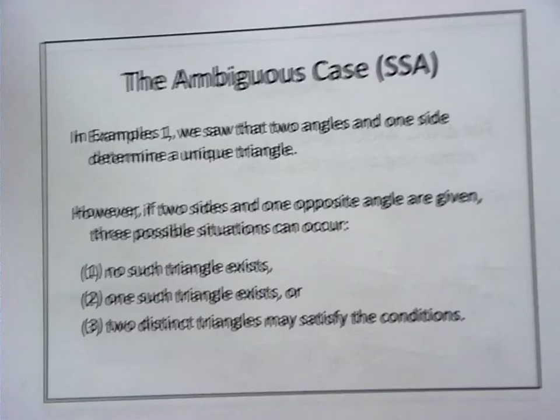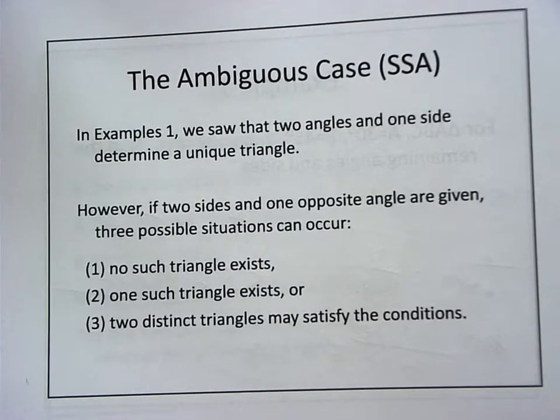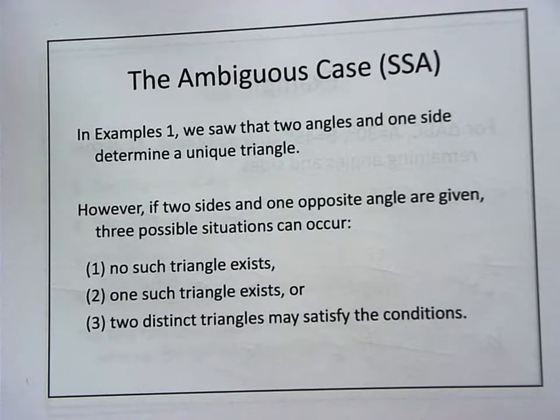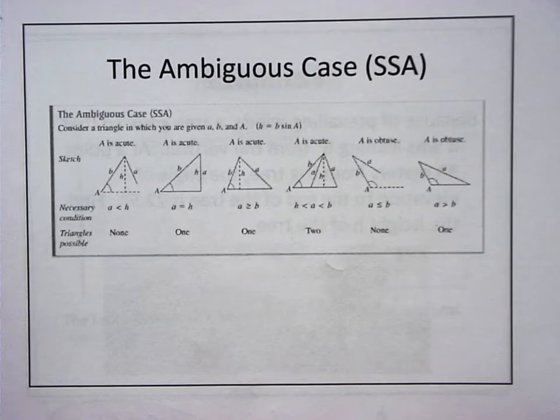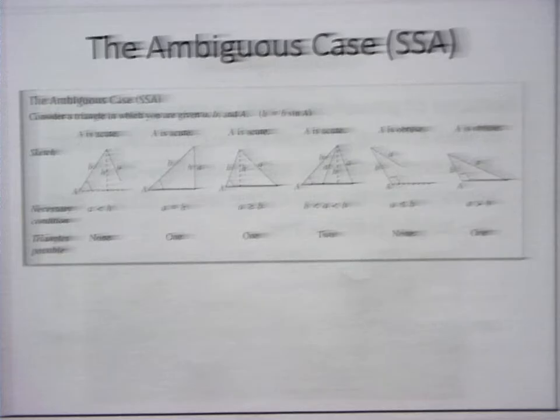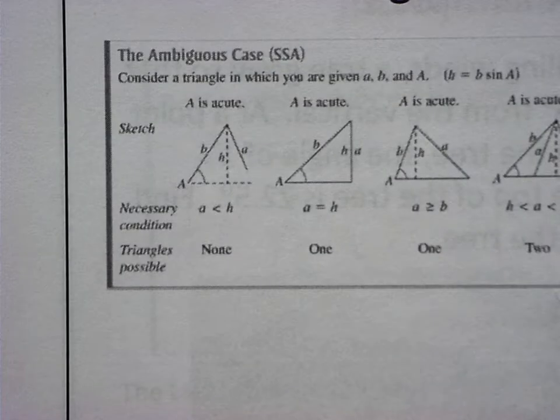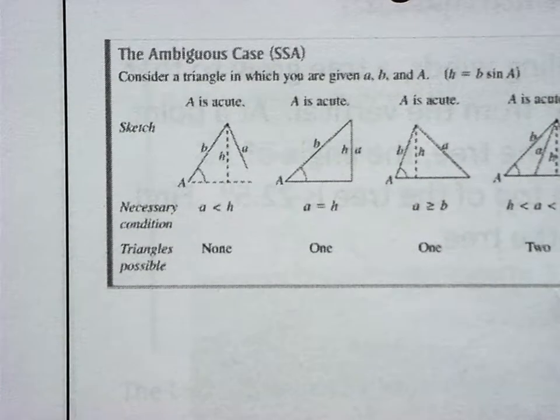Anyway, moving on to the ambiguous case. This is where you have that SSA format, two sides and the angle not between them. Now, the book actually makes this a little more complicated than it really is. You're either going to have no solution, one solution, or two solutions. This is a good breakdown of it, but I usually don't think of it quite this way. These are all the different possible combinations you could have.